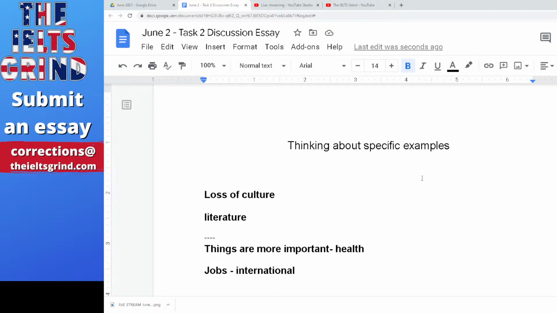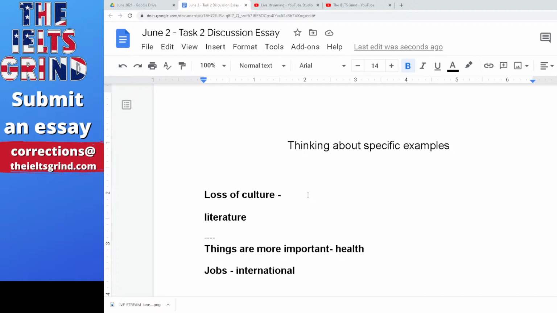So we want to think of specific examples. So loss of culture. Can I think of a specific example of when culture was lost? Is that something that I can think of? So I'm trying to think from the UK example.